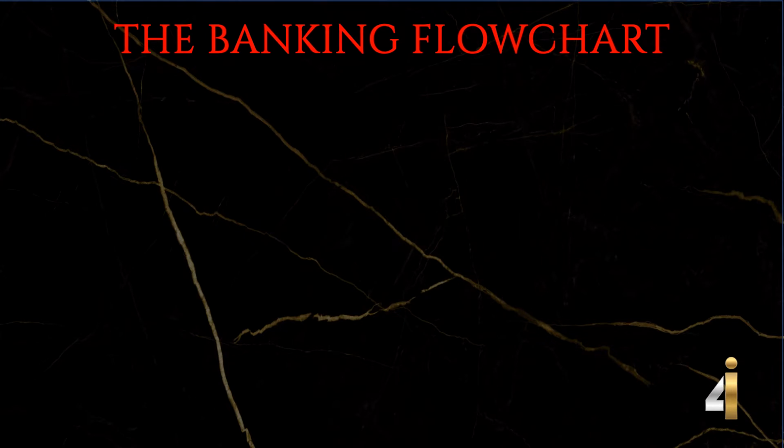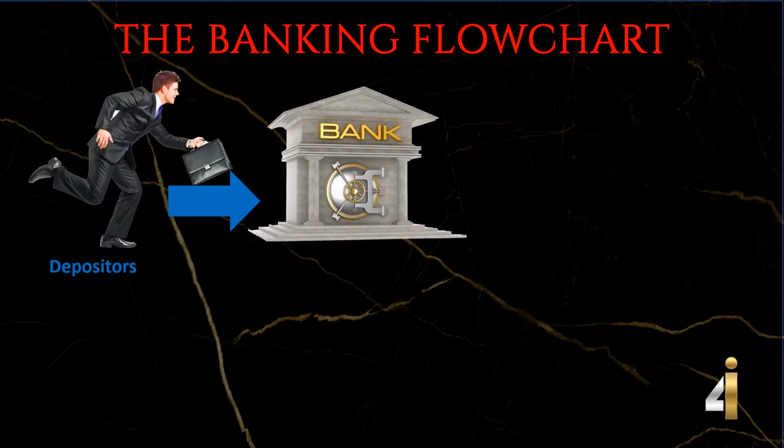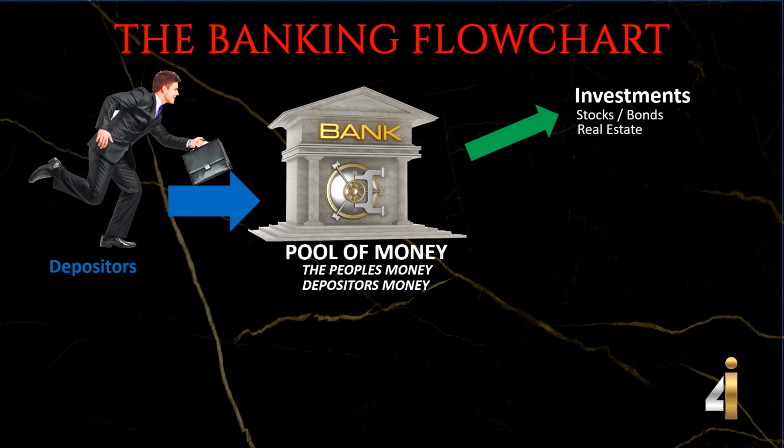This is a simplified banking flowchart. So the depositors put their money to the bank, and the bank puts it in a pool of money. That's the people's money, the depositors' money. A portion of this, they put it in investments like stocks, bonds, and real estate.